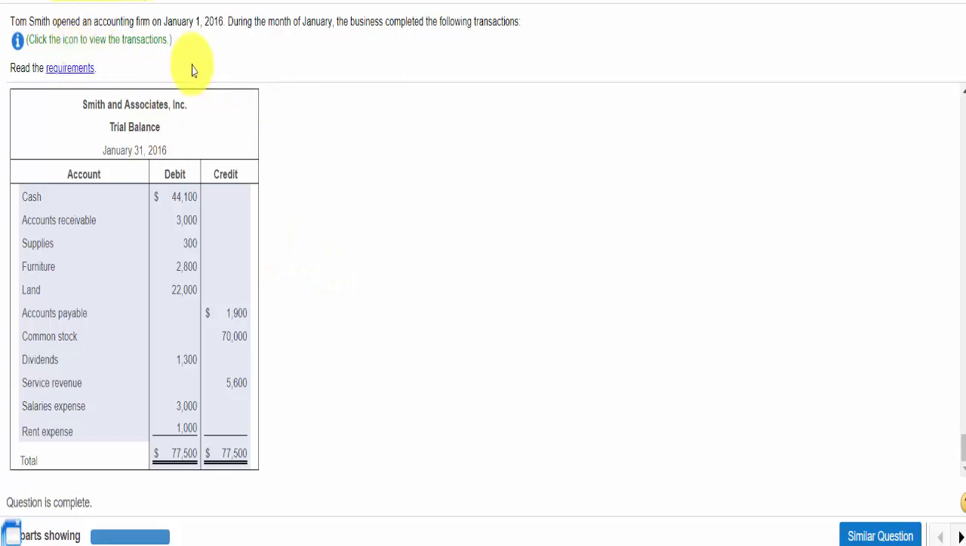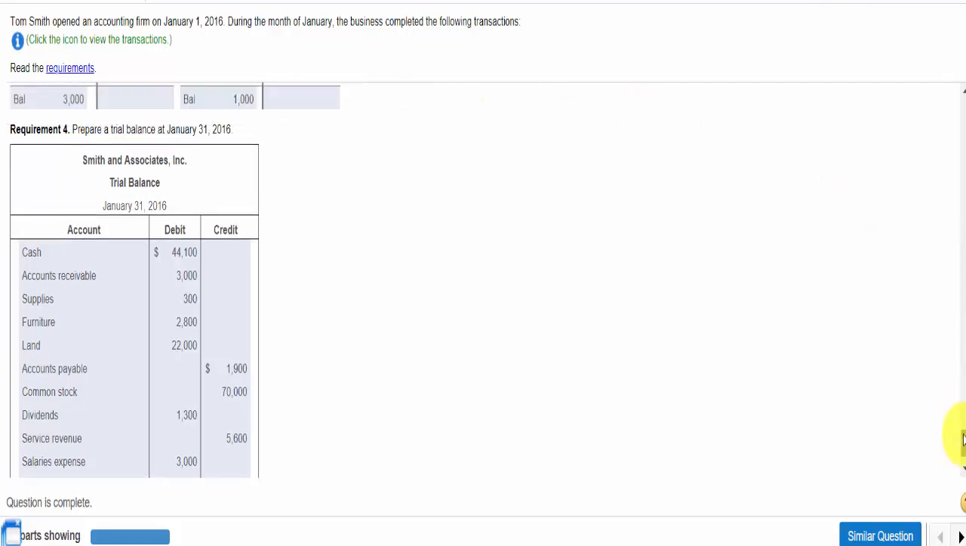In this way, we will calculate the trial balance of the accounts.